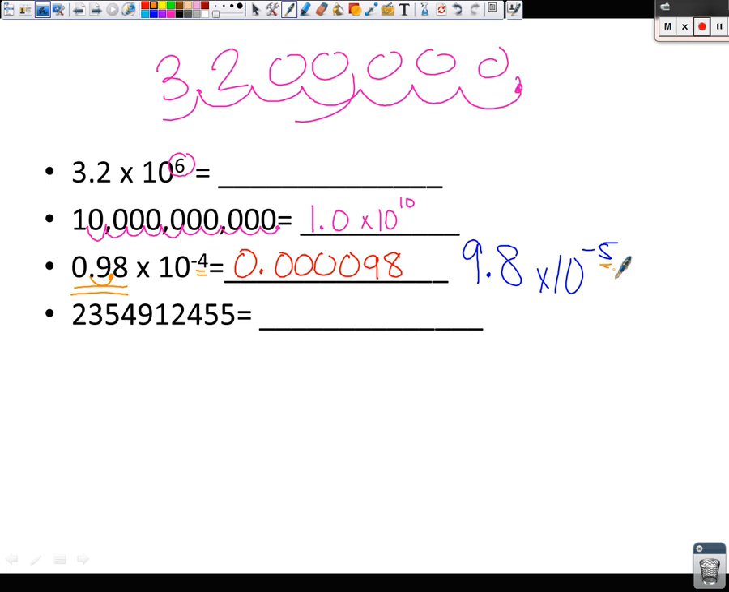It would be incorrect based on our rule. But if I wrote 98 times 10 to something, what would its power be? -6. So are all three of those identical? Yes. But that doesn't match our rule. What rule does that break? One number to the left of the decimal. Okay? We all go with that. Any other questions on scientific notation?